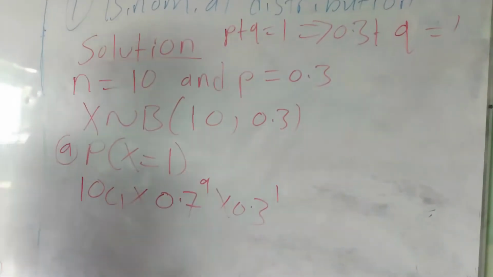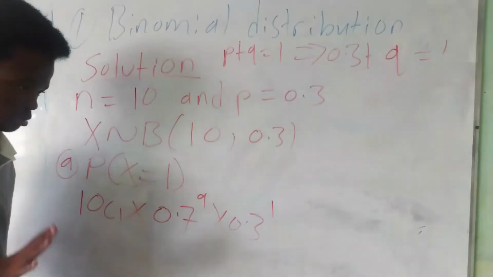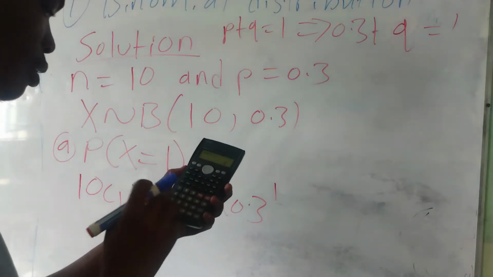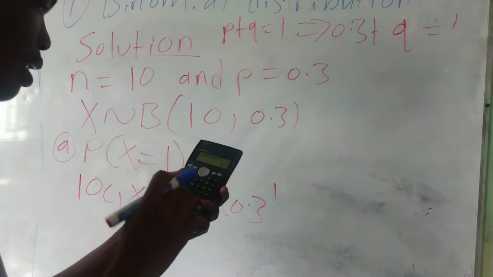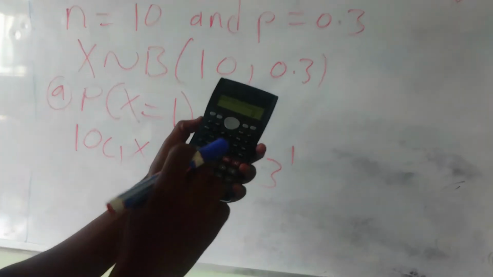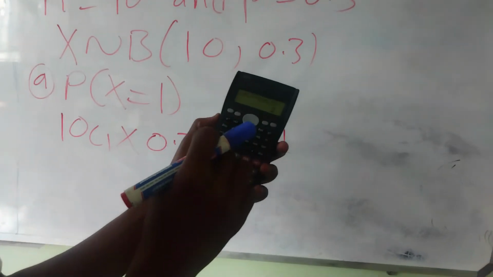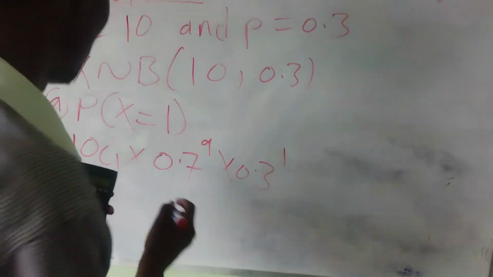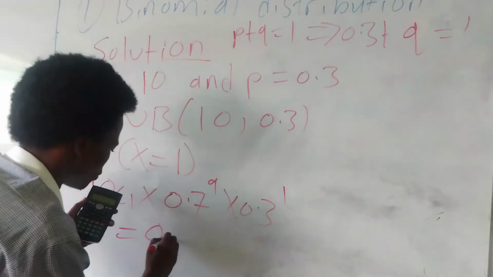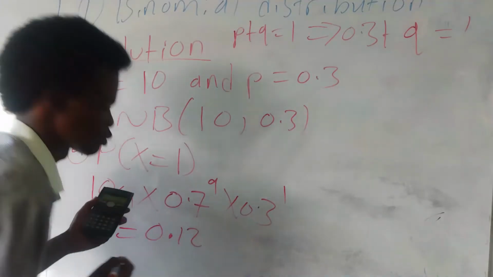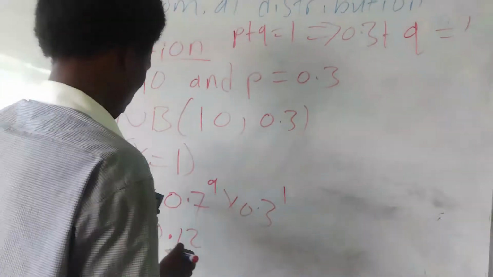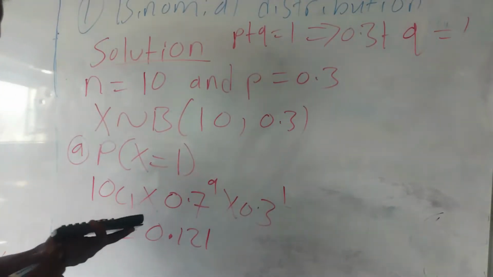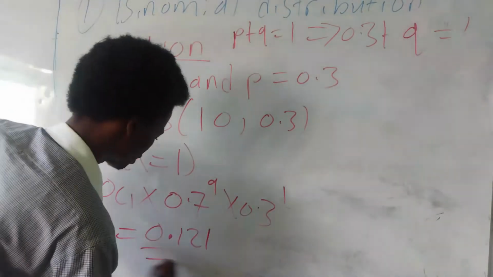So I'm going to put this on my calculator: 10 choose 1 times 0.7 to the power of 9 times 0.3 to the power of 1. So this is the probability, 0.12 to 2 decimal places, or 0.121 to 3 decimal places. So that is the solution for the first part.